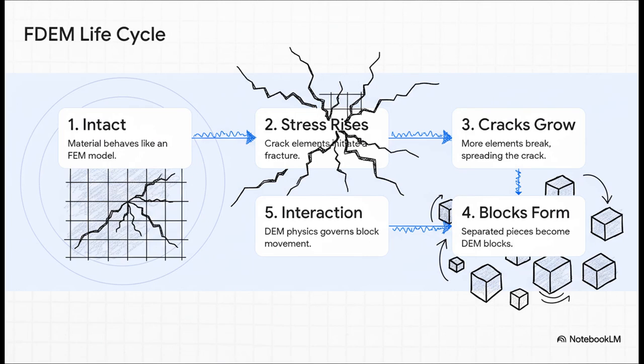Okay, so let's walk through that whole life cycle one more time. Step 1. Everything's intact, and the simulation is basically running in FEM mode. Step 2. Stress starts to build up, and those little crack elements start thinking about breaking. Step 3. The cracks start to spread as more and more of those elements give way. Step 4. A chunk breaks off completely and becomes a new block, and boom, the simulation kicks into DEM mode for that piece. And finally, step 5. All those new blocks start interacting, colliding, and settling, all governed by DEM physics. That's the whole story, from solid to rubble.